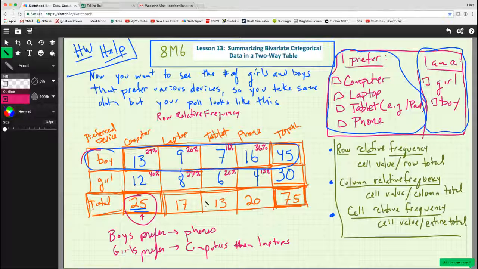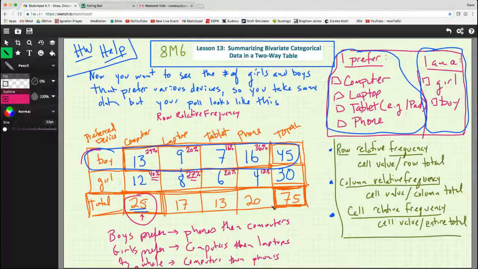So girls prefer computers first. Laptops is the second biggest number. Boys prefer phones, but then they prefer computers. And it's kind of weird because the class as a whole prefers computers over phones.